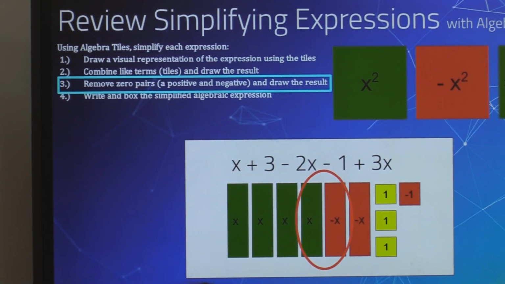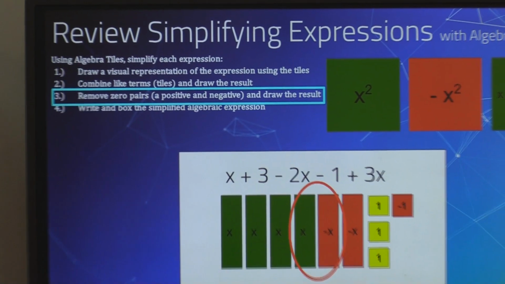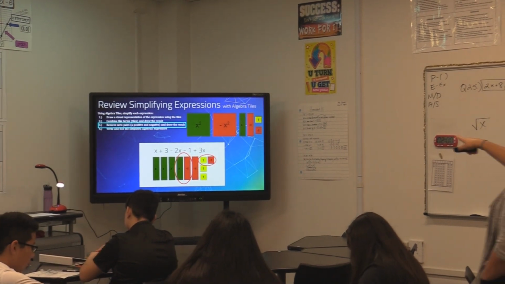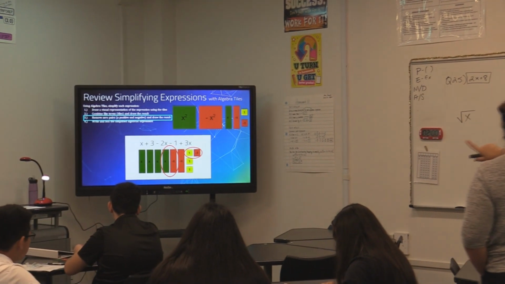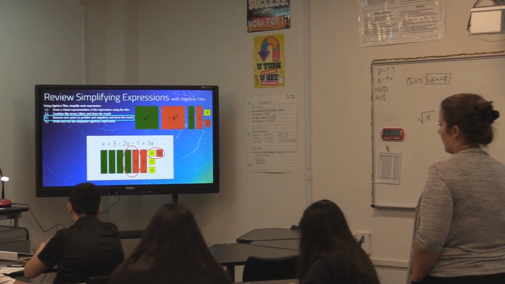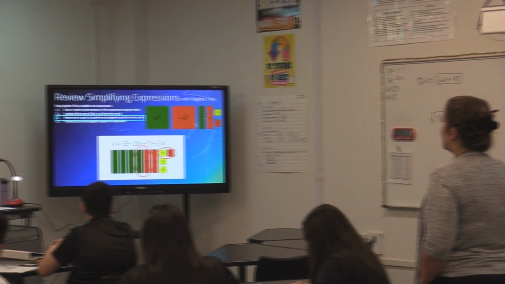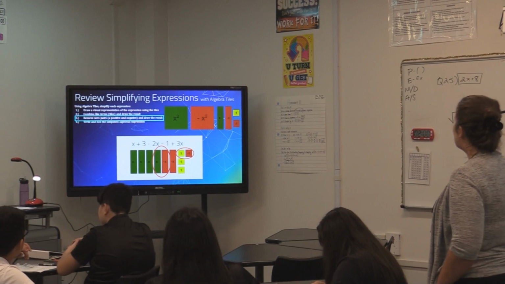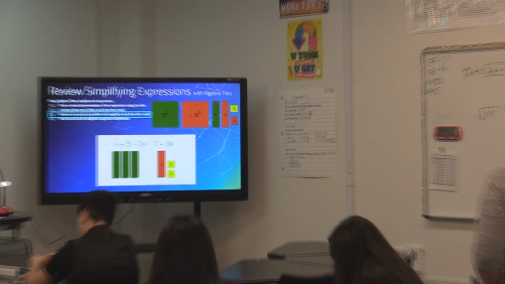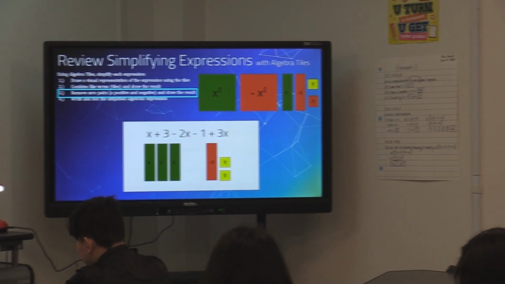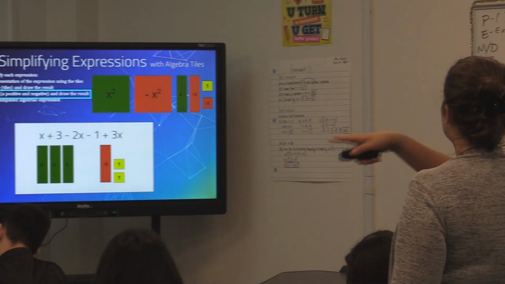So look at my image. I have a green rectangle and a red rectangle. I have also a zero pair where I have one yellow square and one red square. Now what am I going to do with them? We're going to take it away, right? Why was I able to take those away? What does a positive and a negative make together? Zero.